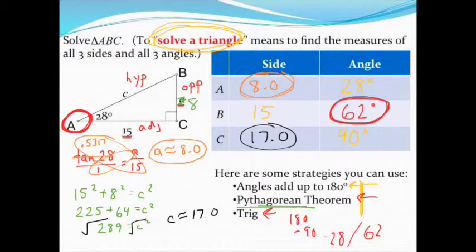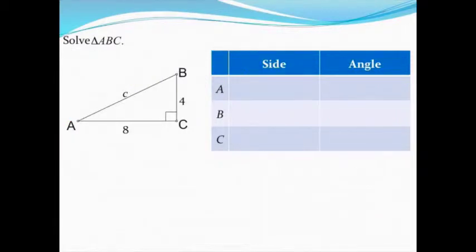Or sorry, all 6 things about that triangle, the 3 things they ask us to find, and the 3 things that were given to us. We're going to go ahead and do one more. Again, it's a solving the right triangle problem, meaning I want to know everything about it, all 3 sides, all 3 angles, so I have 6 answers when I'm done.